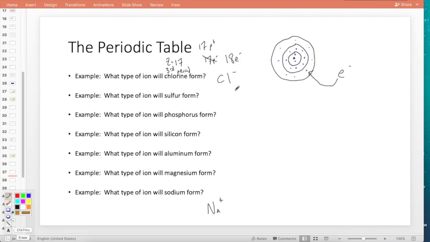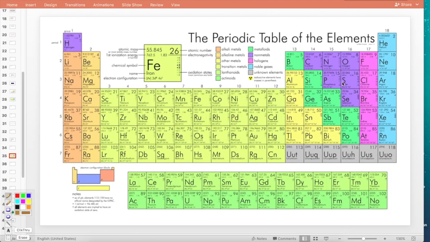It is negatively charged. Sulfur is right here on the periodic table. It has 6 valence electrons because it's in group 16. Chlorine had 7. What did chlorine do again? It gained an electron to become like argon, right?